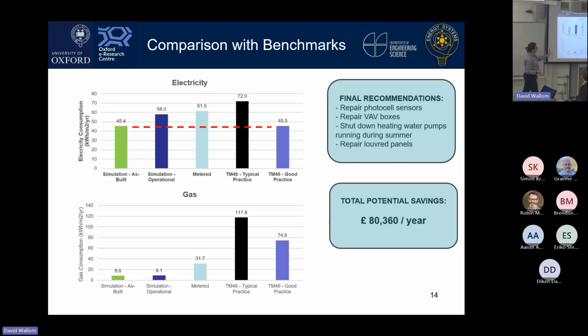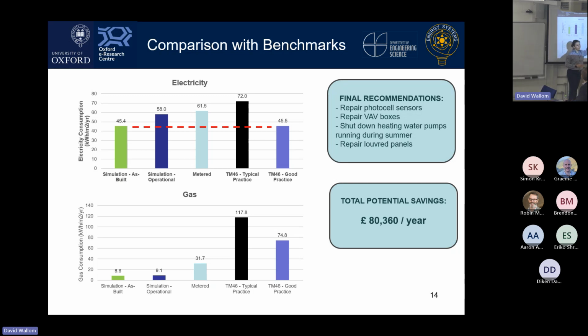Gas is very separate, I just showed it here for visual purposes, but again, the metered consumption is already quite lower than the good practice and typical, just because gas is a backup heating source, so it's not the primary heating source for the building.